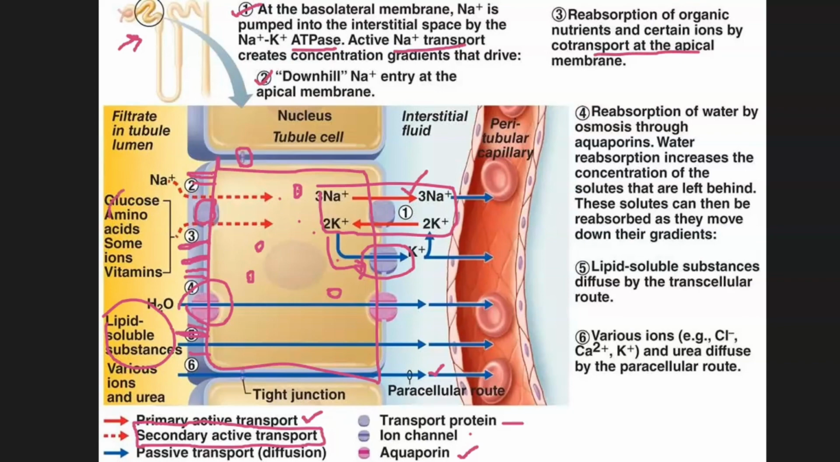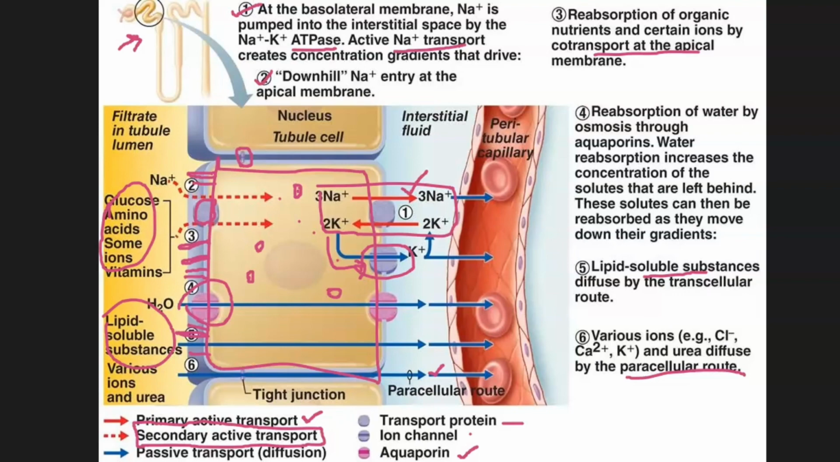So these are the organic molecules and important nutrients which should not be wasted into the urine. Then number four, reabsorption of water by osmosis through aquaporins, and the water is also reabsorbed through the gap. Also, I have told you, these solutes can then be reabsorbed as they move down the concentration gradient. Lipid soluble molecules can also be reabsorbed here through a channel protein or through phospholipids, and various ions like chloride, calcium, potassium and urea can diffuse through the gap between the two cells, which is the paracellular route, you can say.